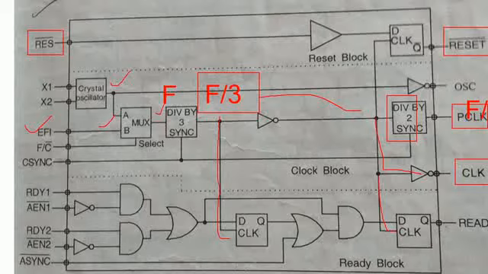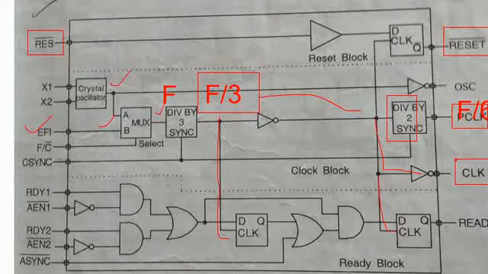Now F by 3 means if the input clock signal frequency is F, then it is going to be divided by 3. Because of that, the frequency is going to be F by 3, and it is further given as an input to the divide by 2 circuit. So F by 3 is again divided by 2, and obviously it is going to be F by 6. Sorry, it is going to be F by 6, not F by 3, because F by 3 whole by 2 is nothing but F by 6.